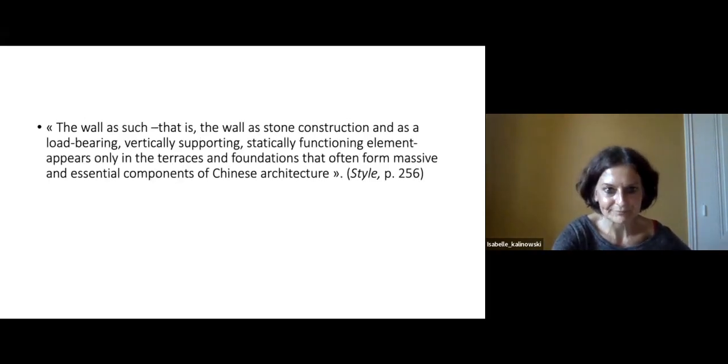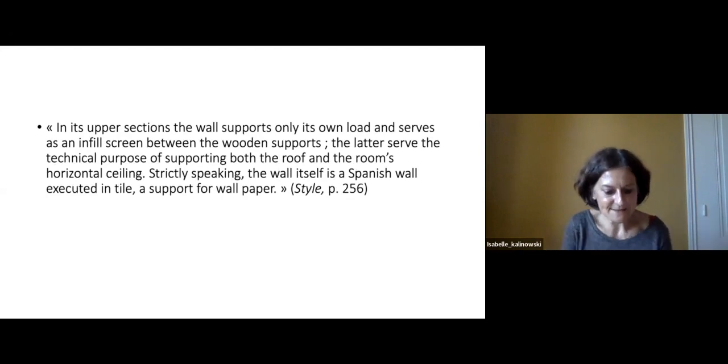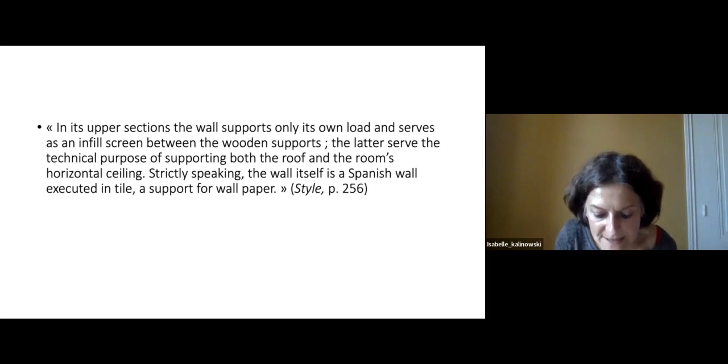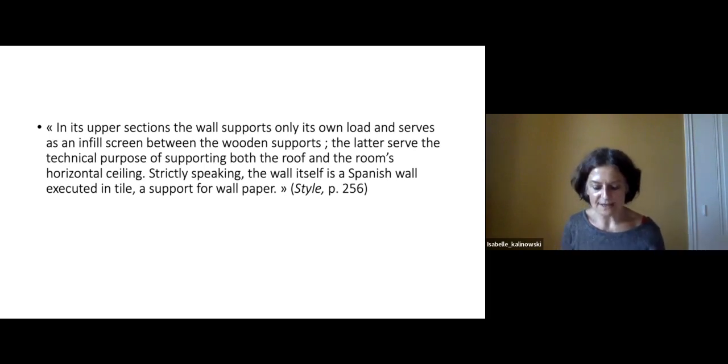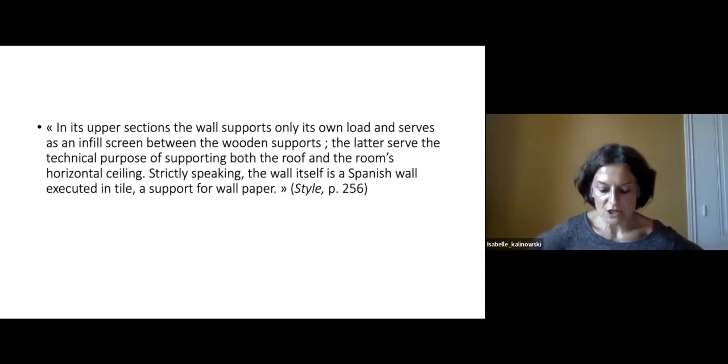In its upper sections, I quote Semper, "the wall supports only its own load and serves as an infill screen between the wooden supports. The latter serve the technical purpose of supporting both the roof and the room's horizontal ceiling."